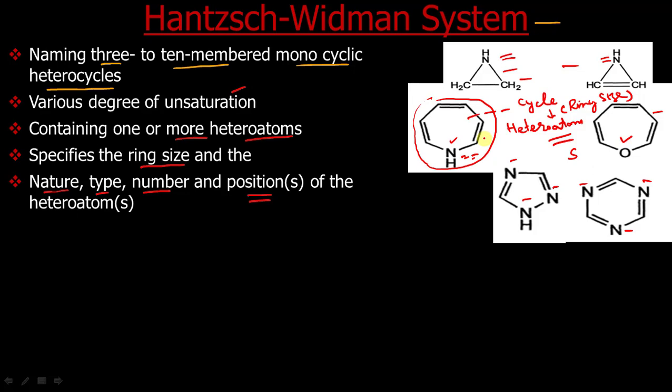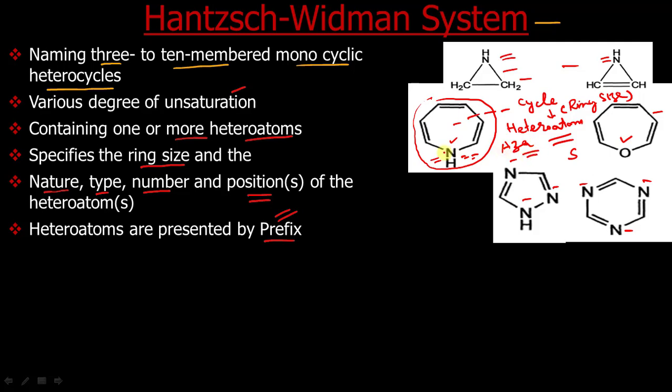And with this system we specify the ring size as well as the nature, type, number and position of the heteroatom. Now the heteroatoms are represented by a prefix. For every heteroatom we have a different prefix that we use. A prefix is a term that is used before the name. Now the prefix for nitrogen is aza. So all the heterocyclic compounds which contain nitrogen, their name will start with aza.